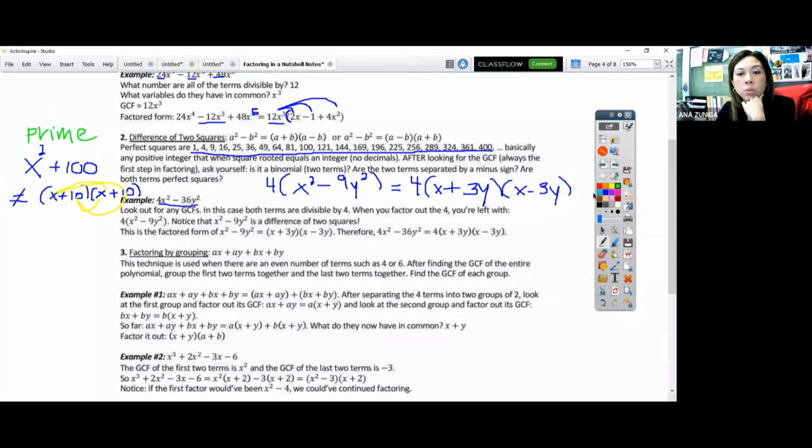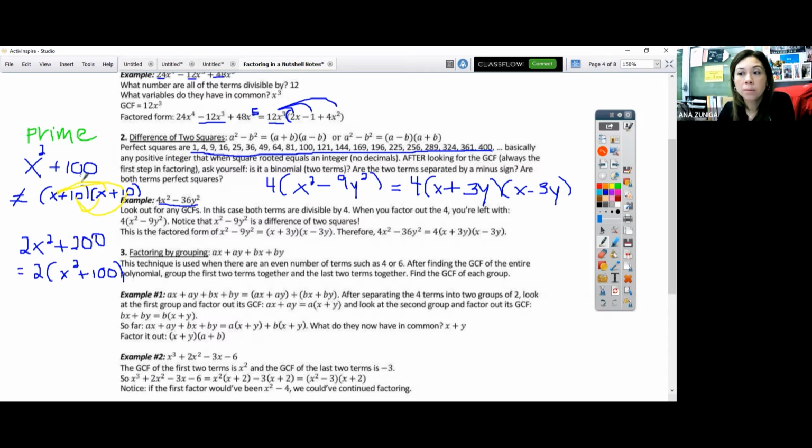Because if this were, instead of x squared plus 100, 2x squared plus 200, notice I have a GCF. They're both divisible by 2. So I can first factor out the 2, and then I'm left with x squared plus 100. So I will not call this problem prime at all because I actually factored out a 2. I did have a GCF from the very beginning of the problem. Now I can't keep going because x squared plus 100 cannot keep getting factored. So hopefully that makes sense.